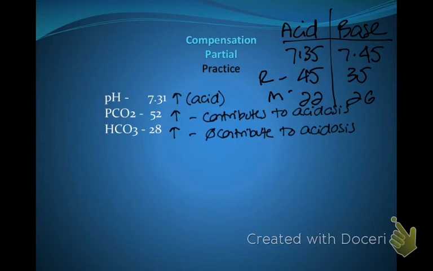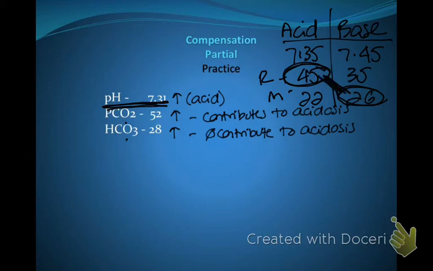So you're like, how do I figure this out? Well, we start with the pH. The pH is acidic. Then we want to figure out, is the CO2 or the bicarb contributing to that acidosis? Well, because the CO2 is high, that's on the acidic side. So we know that it must be respiratory, because respiratory is with CO2, right? Acidosis. The bicarb is high because it's trying to compensate, right?